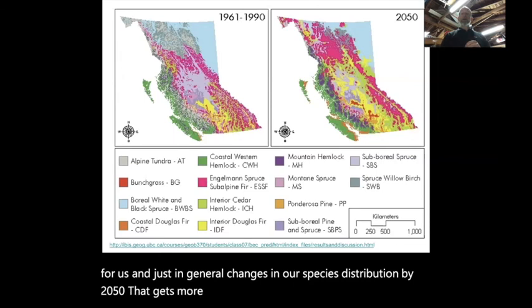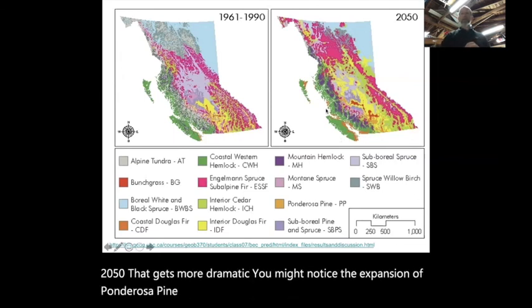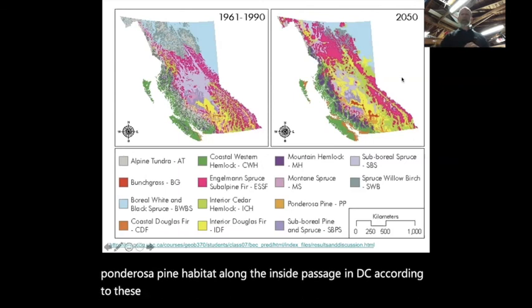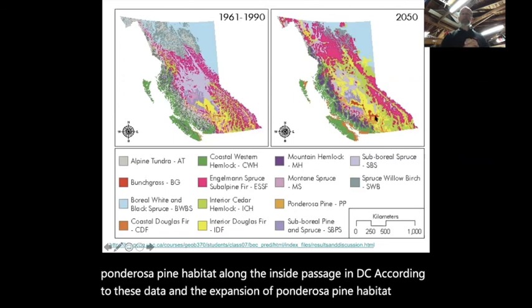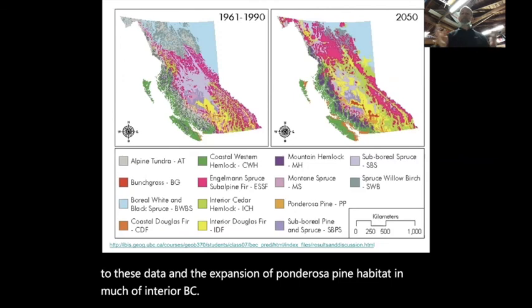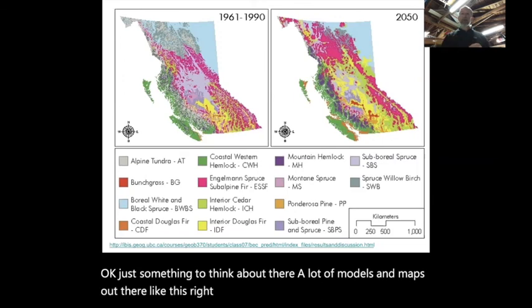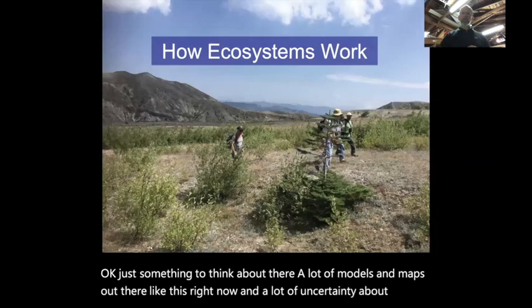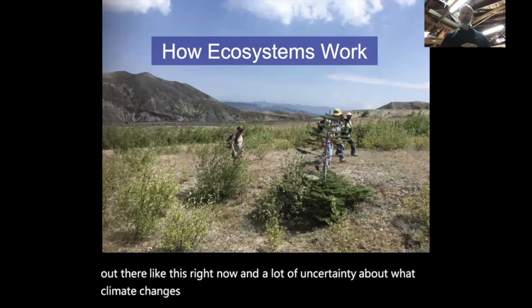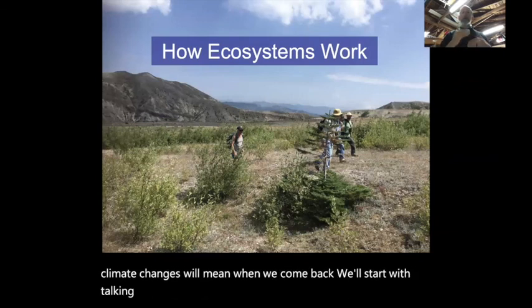You might notice the expansion of ponderosa pine habitat along the Inside Passage in BC, according to these data, and the expansion of ponderosa pine habitat in much of interior BC. Okay, just something to think about. There are a lot of models and maps out there like this right now, and a lot of uncertainty about what climate changes will mean. When we come back, we'll start with talking about, on a more functional level, how ecosystems change through time.